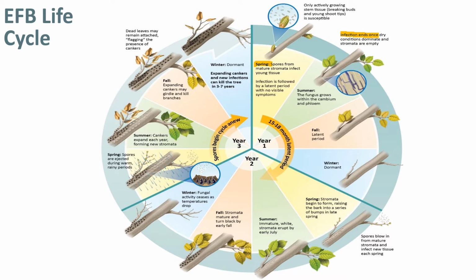and that is that once the fungus has penetrated that young tissue, it enters the cambium and phloem and grows within the tree. So it is under the bark and it then enters a 15 to 18 month latent period where there are no visible signs of infection.